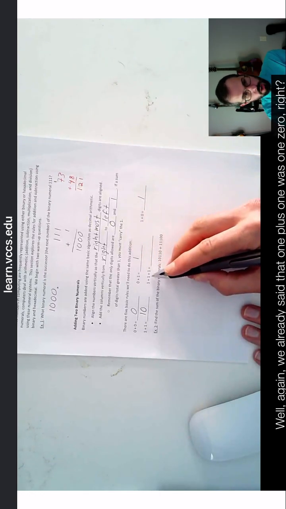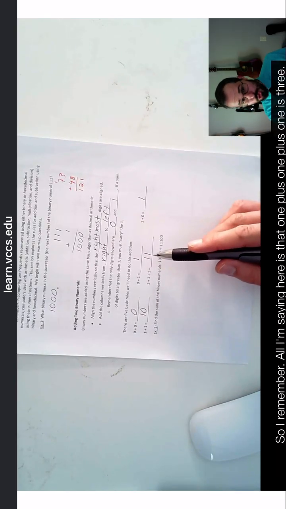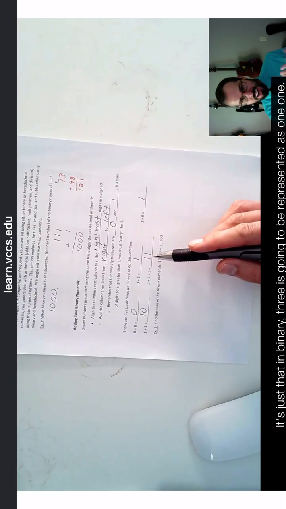Last thing we'll need here, 1 plus 1 plus 1. Well, again, we already said that 1 plus 1 was 1, 0, right? Now if we add another 1 to that, we add 1 to the digit of 0, and we get 1. And remember, all I'm saying here is that 1 plus 1 plus 1 is 3. It's just that in binary, 3 is going to be represented as 1, 1.